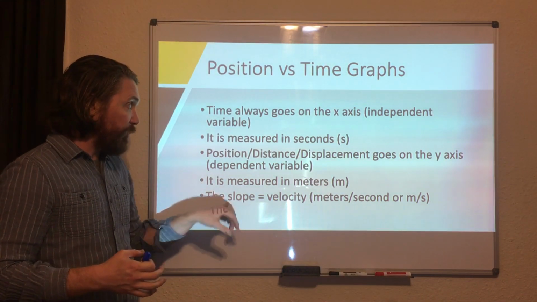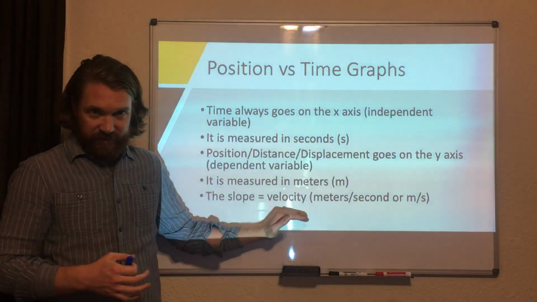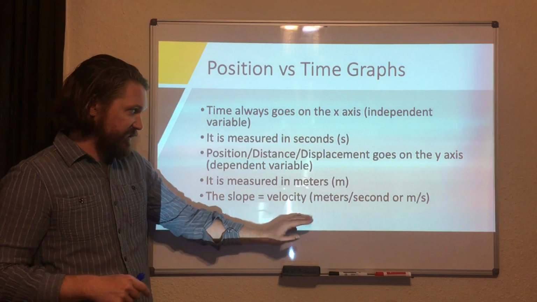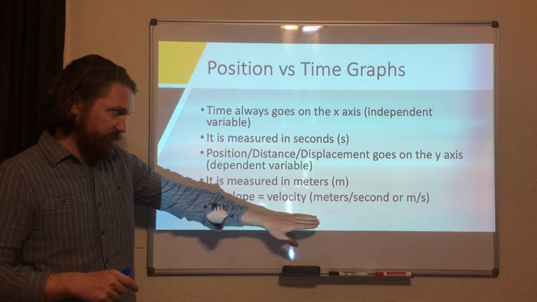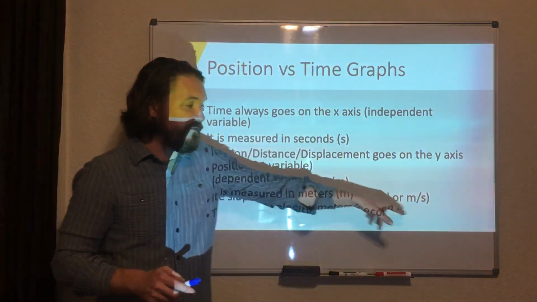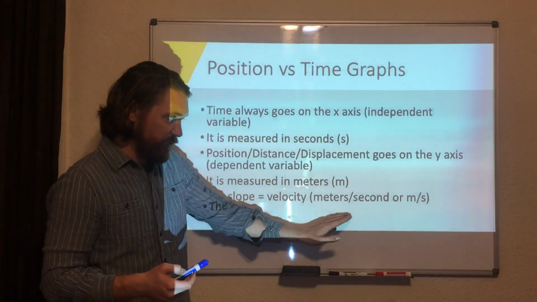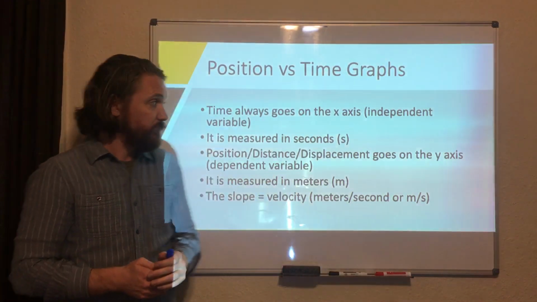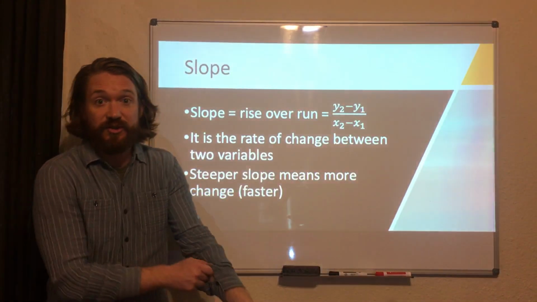And the slope of this graph is your velocity, okay? I'll show you why in a second. That's because it's measuring meters per second. Meters divided by seconds, or what you'll see is m divided by s, which I'll say is meters per second, but that means meters divided by seconds. Good?